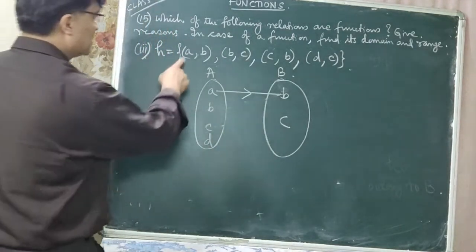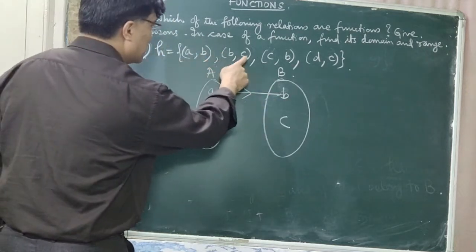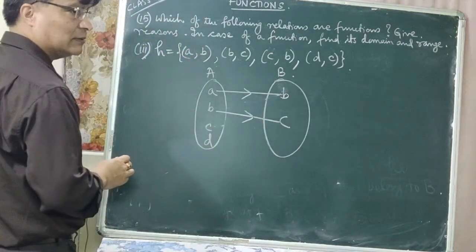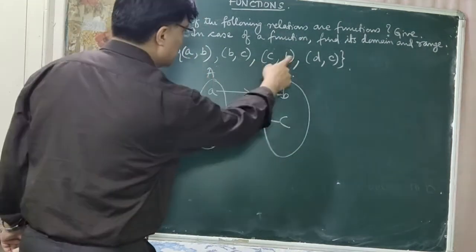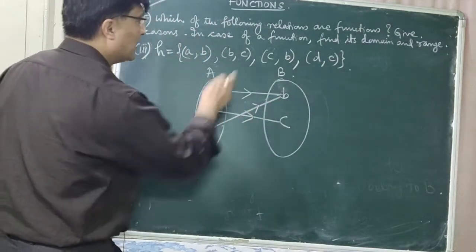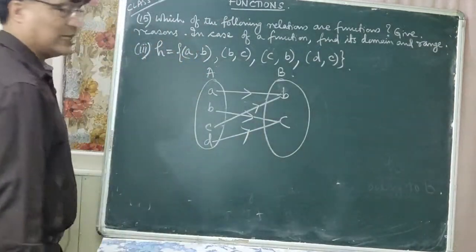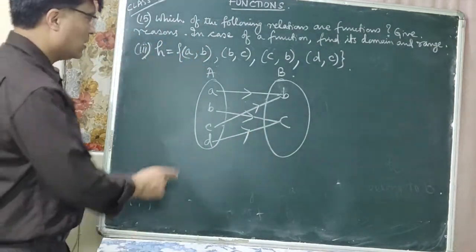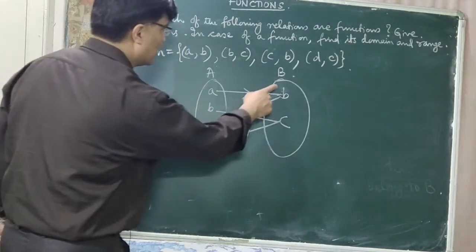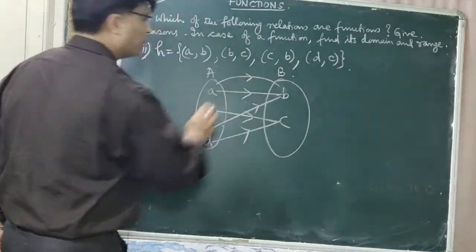So in this case, A comma B is there. A is related with B. B comma C is there. B is related with what? C. Is that clear? Next, C is related with B. And D is related with C. That is, A is related with B, B is related with C, C is related with B, and D is related with C. So is it a function?